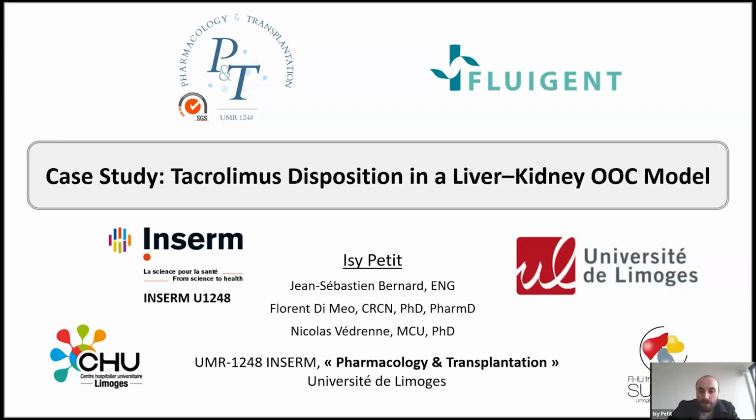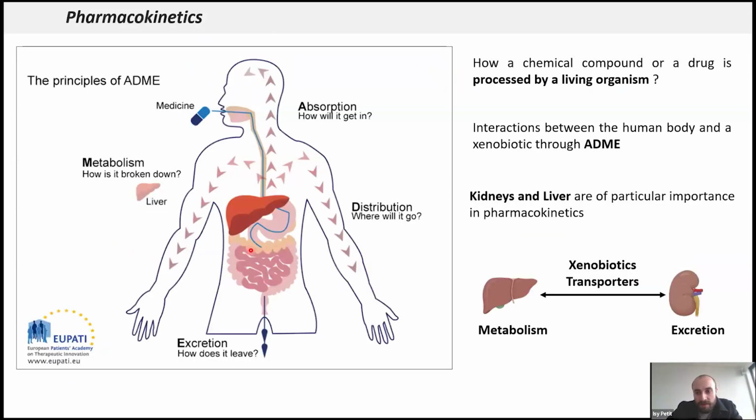So good afternoon, ladies and gentlemen. I'm Izzy Petit, a PhD student. And today I'm going to present to you a case study around tacrolimus disposition in a liver-kidney organ-on-chip model. So first, a little bit of context. We are a pharmacological team, and in our group we are particularly interested in pharmacokinetics. So it's how a chemical compound or a drug is processed by a living organism. It goes through four main phases: absorption, distribution, metabolism, and excretion.